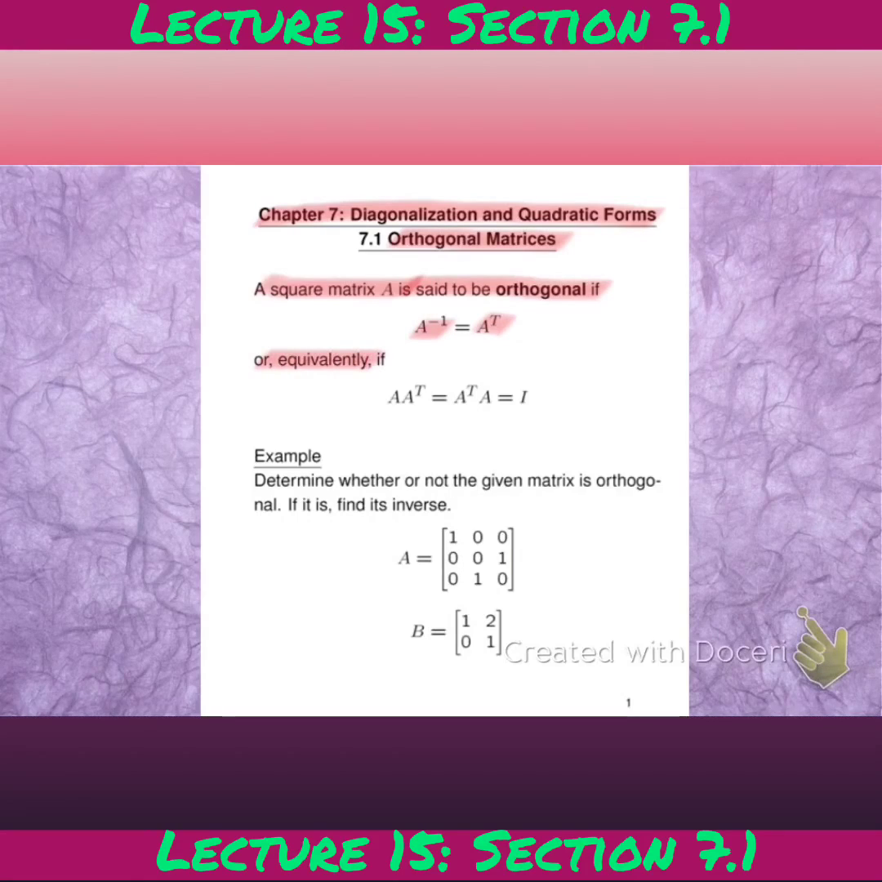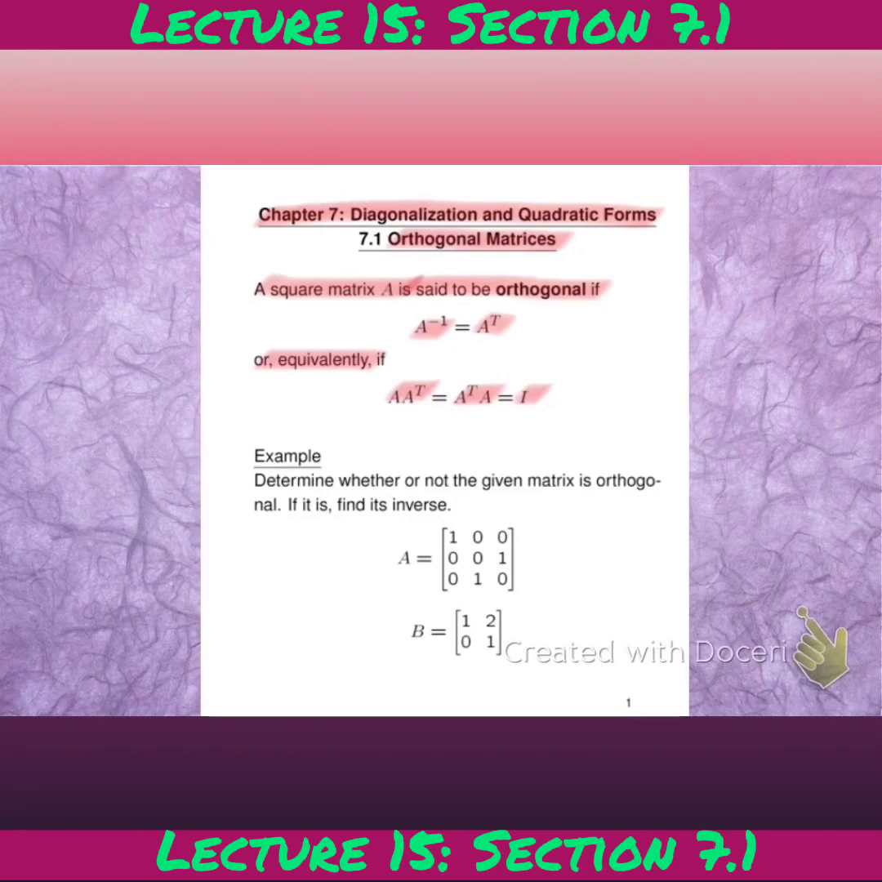And that's equivalent to basically saying that A multiplied by its transpose is the same as A's transpose multiplied by A, which is the identity matrix. Okay, so remember the definition of an inverse. When is a matrix B an inverse of a matrix A? It's when A times B is the identity and B times A is the identity. So both those properties need to hold for B to be A's inverse.